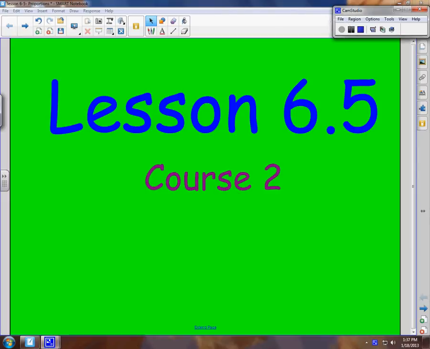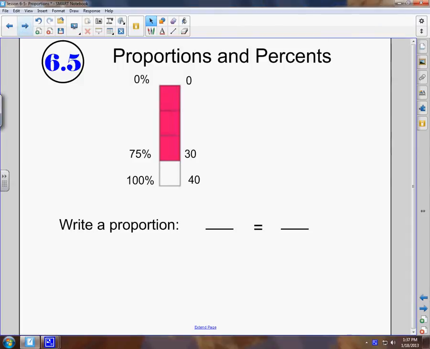Hey guys, this is lesson 6.5 for course 2. So lesson 6.5 is about proportions. So you need to title your paper proportions. And you're going to see these models when you look in the book.